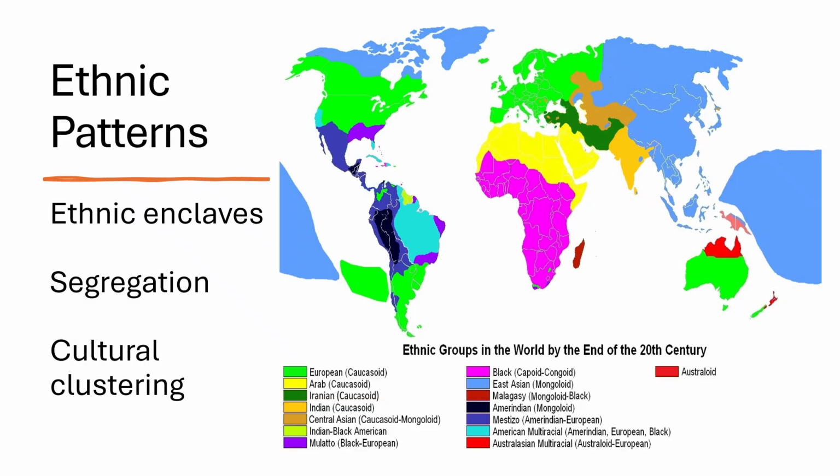Segregation occurs. The Amish, the Hutterites, even the Shakers choose to live separate. And finally, cultural clustering happens when groups with close cultural identities tend to stay in the same area, or when cultures in the same region begin to pick up matching ideas. You can see on the screen ethnic groups in the world by the end of the 20th century, that's the end of the 1900s, and all the different groups in the world.